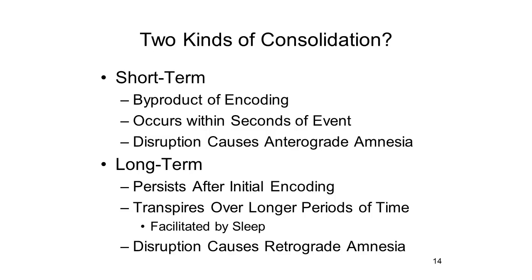First, there's a short-term consolidation process, which is essentially a byproduct of encoding and occurs within seconds of the event. Disruption of this short-term consolidation process is what's responsible for anterograde amnesia, as in the case of the amnesic patient HM. The long-term consolidation process persists for some period of time after the initial encoding has taken place. Minutes, hours, maybe days. And in fact, some recent research suggests that this long-term consolidation process is actually facilitated by sleep. In any event, it seems to be the disruption of this long-term consolidation process that's responsible for retrograde amnesia.